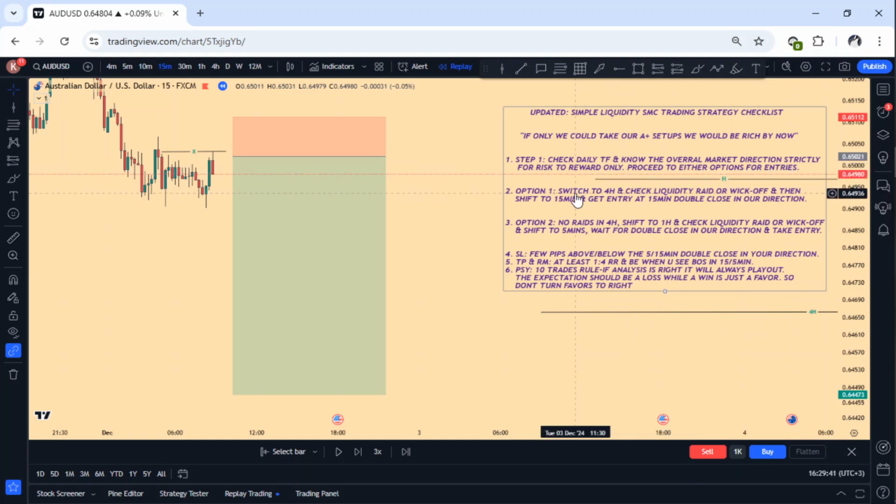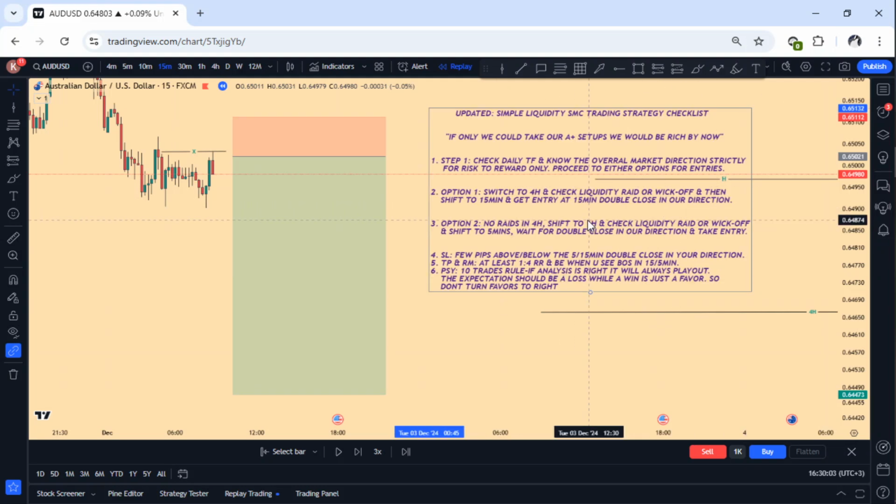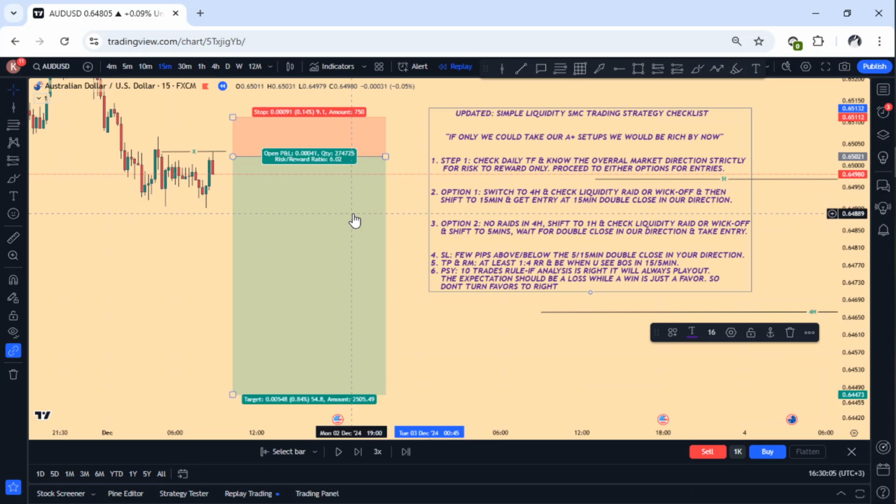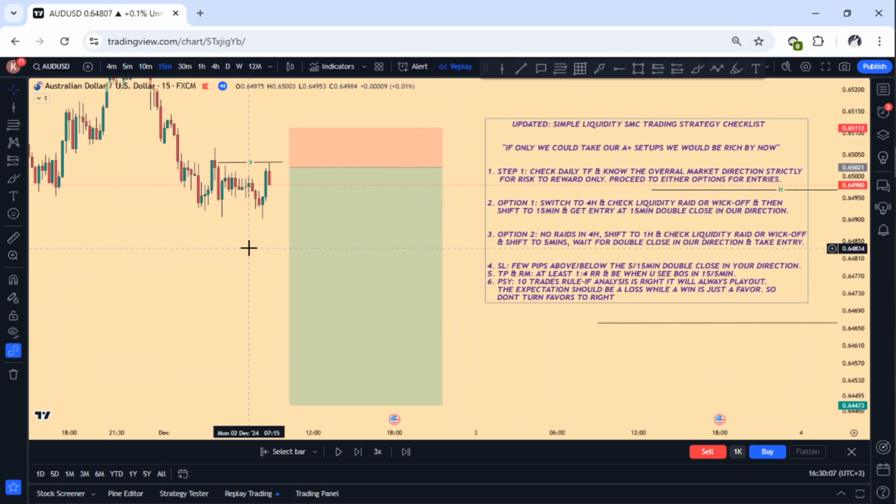Now, how do you get entries? By switching to 4 hours as option 1, and then you check for a liquidity raid. You wait for the liquidity raid first. Once the liquidity raid happens, within the same 4 hour candle, you don't wait for it to close, you shift to 15 minutes and get entry at 15 minutes, double close in our direction. That is so mechanical, so easy, so for everybody to understand. You don't need to be professional to understand.